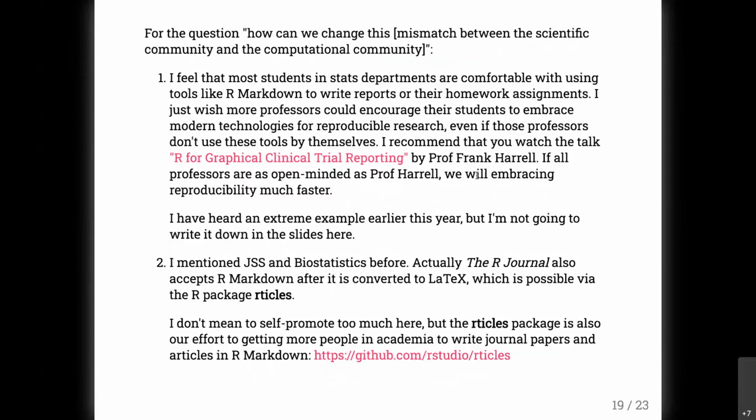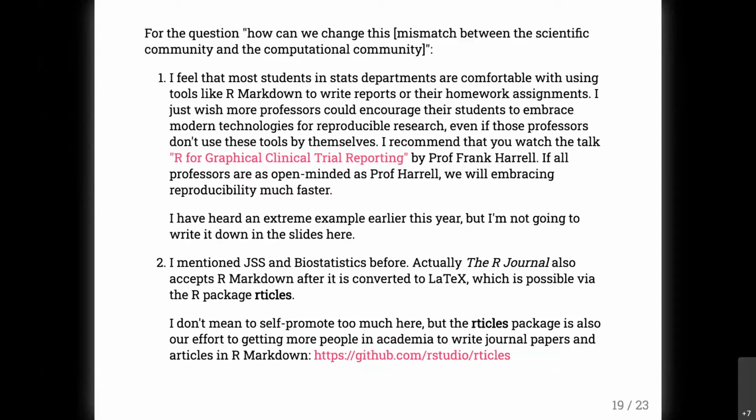So for the second question, how can we change this mismatch? I have two ideas. The first one is that I feel, from my experience, when I visited some departments, especially the stats departments, most students are very comfortable with using tools like R Markdown or Jupyter notebooks to write their own homework assignments or data reports. Personally, I just wish more professors could encourage their students to embrace modern technologies for reproducible research, even if those professors don't use these tools by themselves.